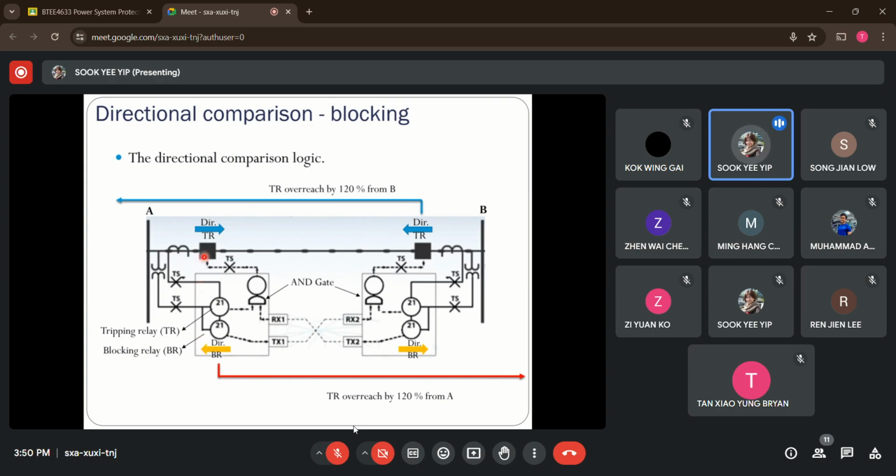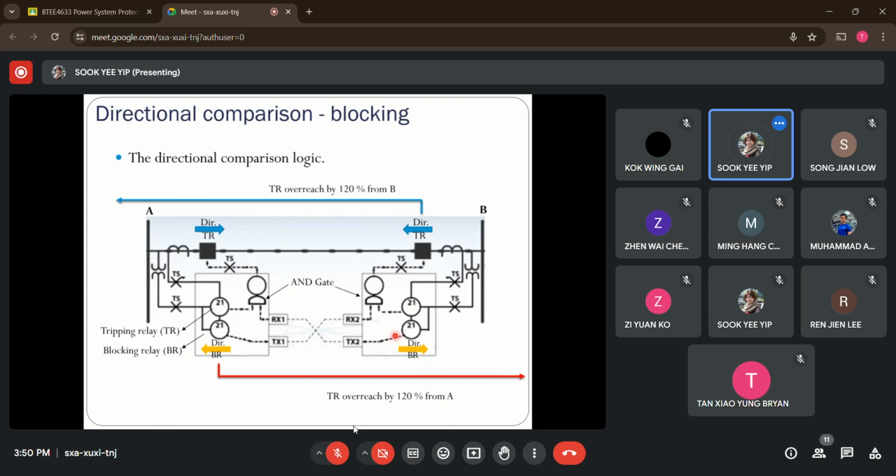The tripping relay will look inside the line. This is the line I want to protect, so it looks inside the line, whereas the blocking relay will look outside the line. So for terminal A here, the blocking relay will look in this direction. This is the fault sensing direction. The same set of relays you will also find placed at terminal B here. So the tripping relay at terminal B looks inside the line.